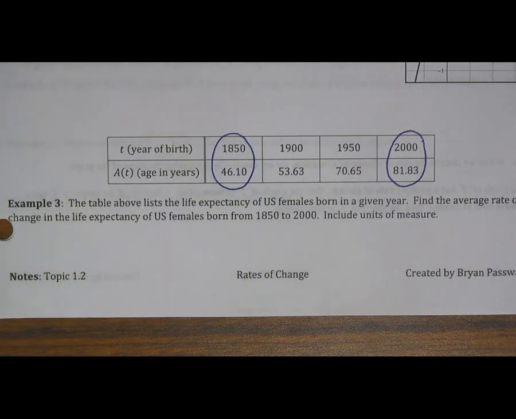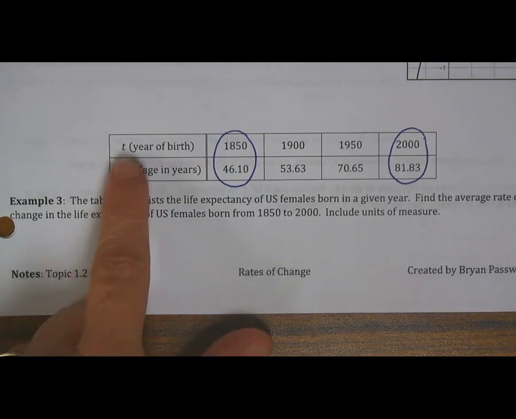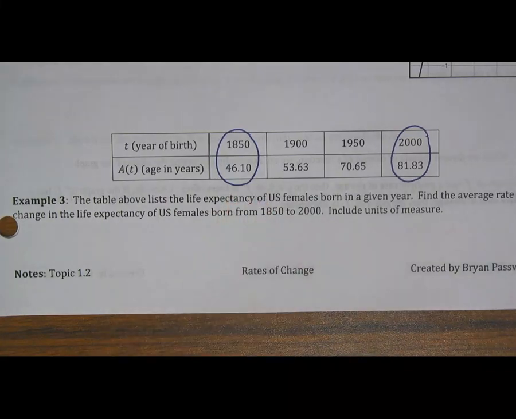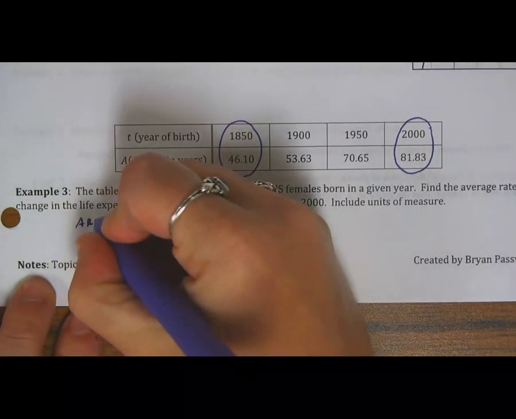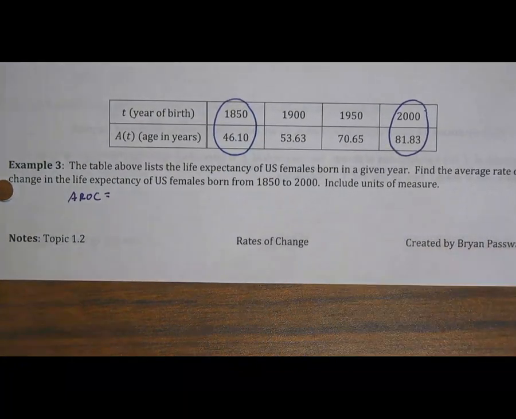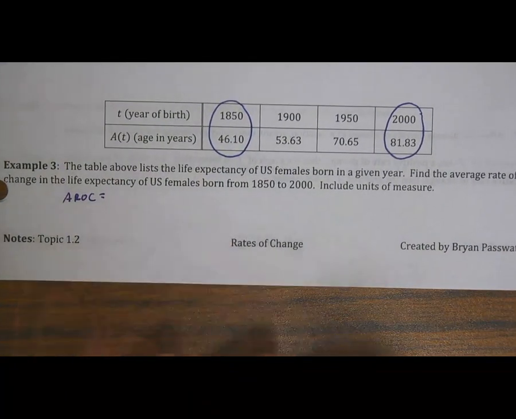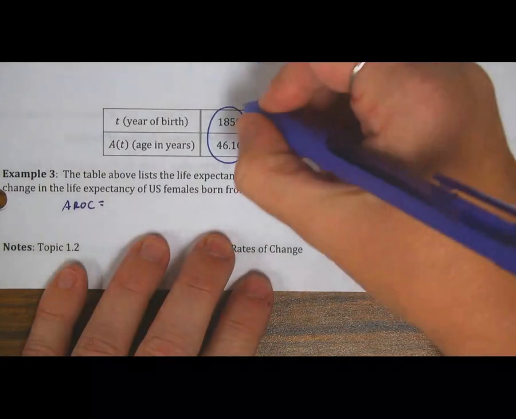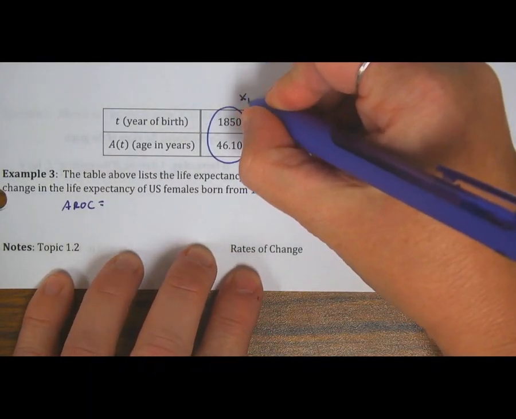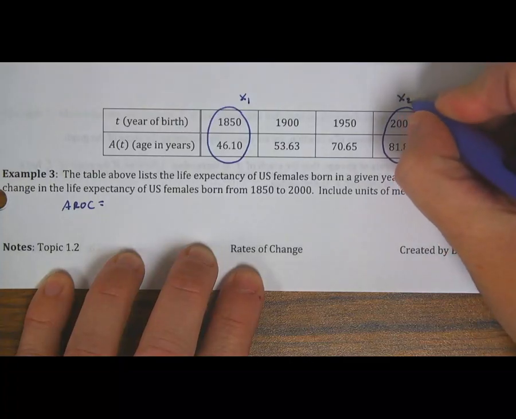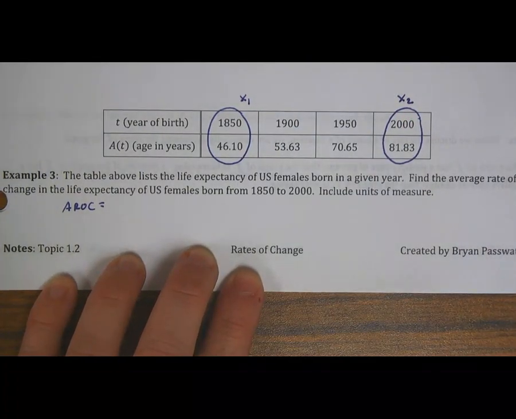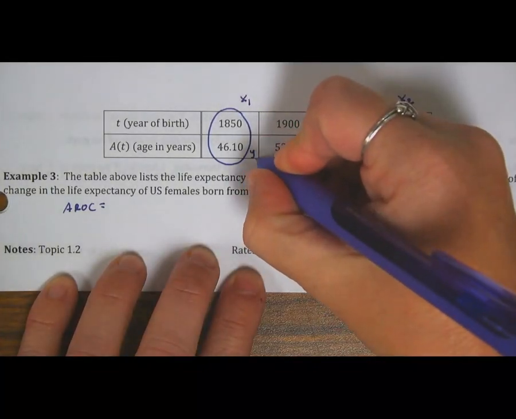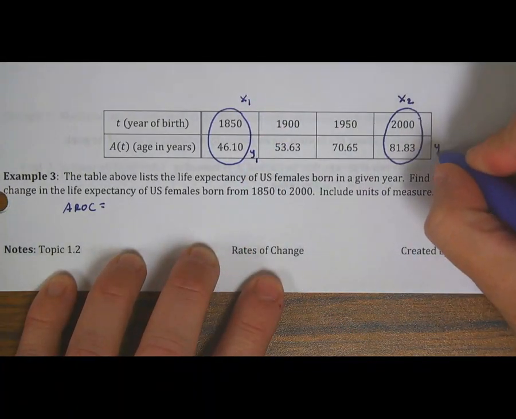So the concept remains the same. We need to find the change in the y values. You think that's going to be year or age? Yep, age. It's usually like the bottom of the table, right? That'd be your output. So the average rate of change is going to be the change in the y values. If you're a person who likes to label and stay really organized, 1850 you could think of as your x1 value, and the year 2000 could be your x2 value. 46.10 could be your y1 value, and 81.83 could be your y2 value.